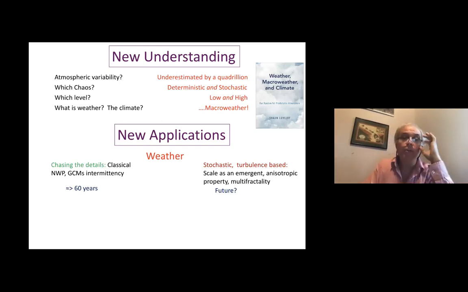We've had 60 years now of chasing the details, building up GCMs and numerical weather prediction methods. But you could also imagine essentially stochastic turbulence-based forecast methods. As I mentioned, for the moment, that has not been developed. That's something for the future.